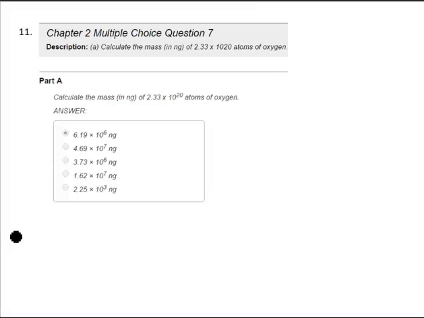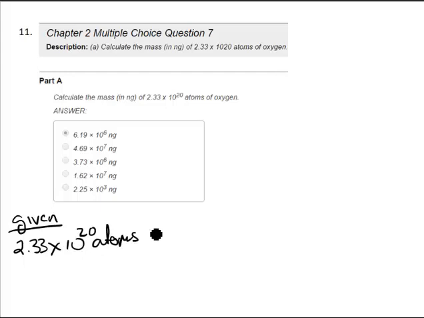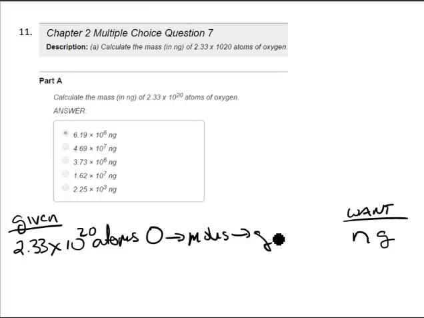Okay, problem 11. So now we are given that we have 2.33 times 10 to the 20th atoms of O. And what we want is the answer now in nanograms. So atoms has to go to moles, then we can go to grams, then we can go to nanograms.